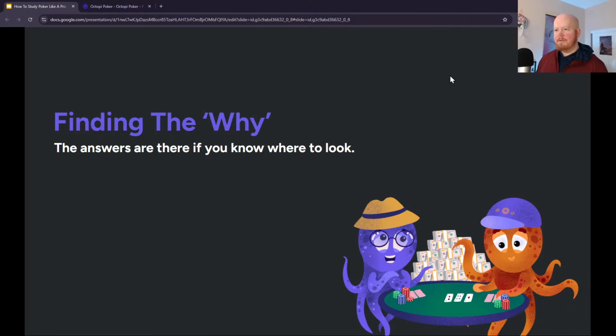The second part here is finding the why. Now this is, again, the question that we always get asked. What is the why? What are the reasons why the solver does a certain thing? And in this case, we already showed a little bit of some of the investigation of the why, right? The investigation of, let's say, that ace queen suited situation here.